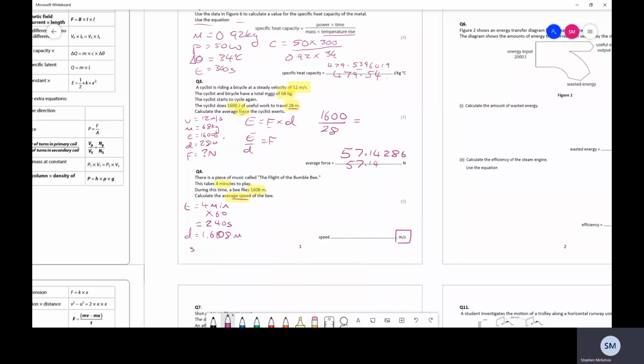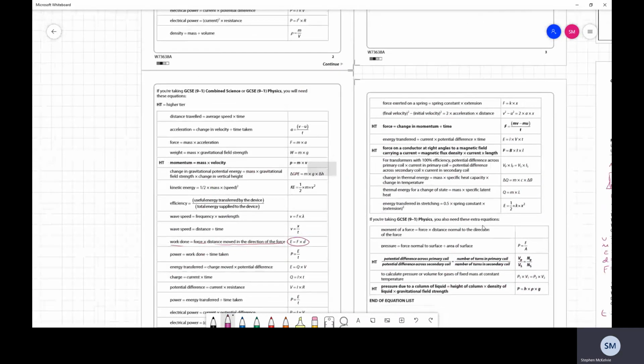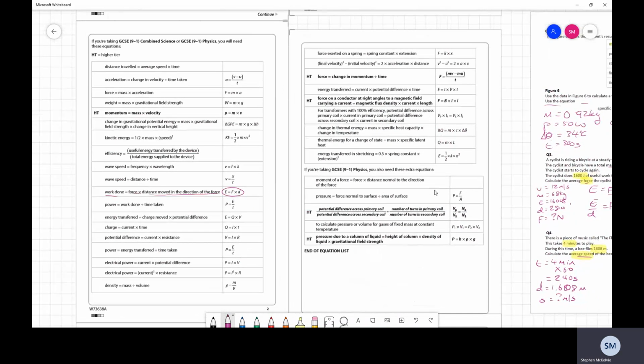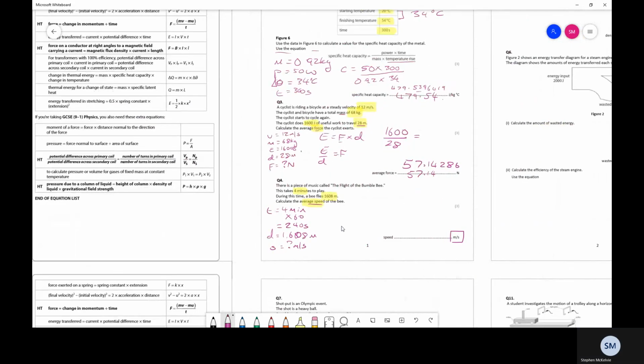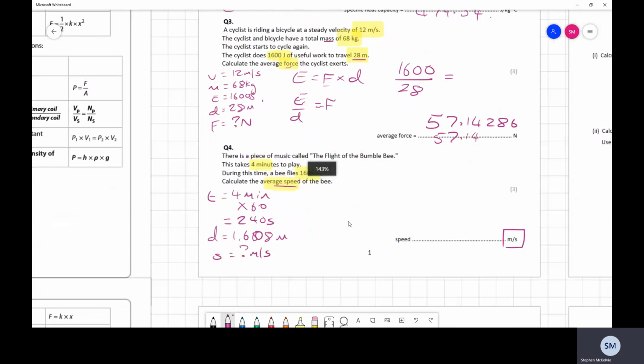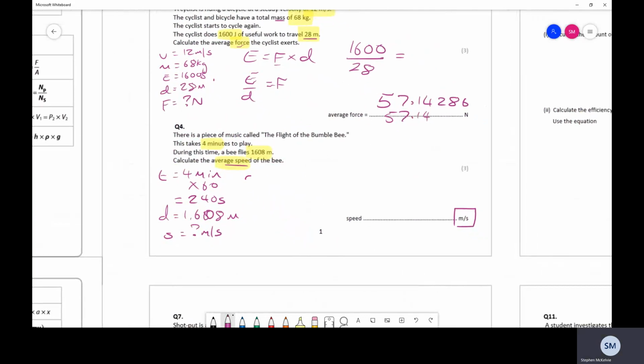Calculate the average speed. Speed is equal to, I don't know, meters per second. Let's have a little look at my sheet over here. Is there one there for speed, distance, and time? Distance traveled equals average speed multiplied by time. So I'm going to write down my equation. Distance is equal to speed multiplied by time.